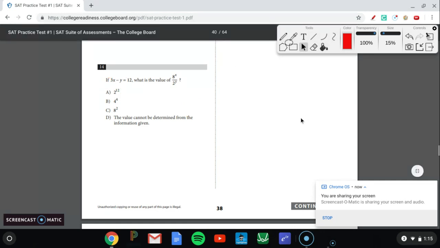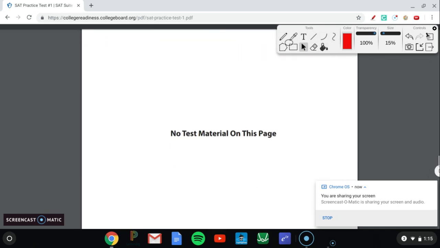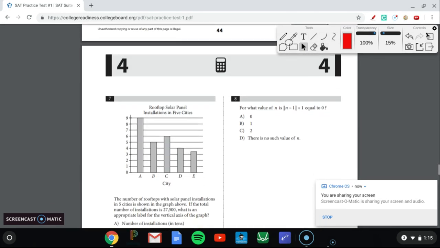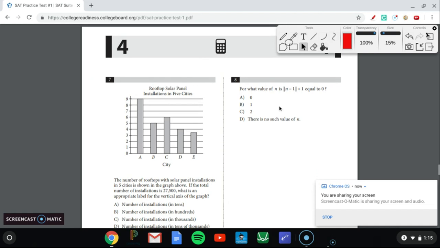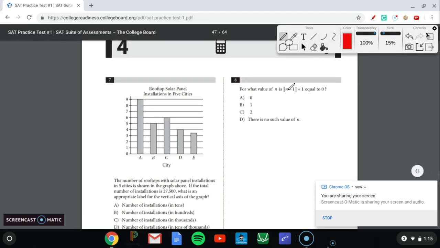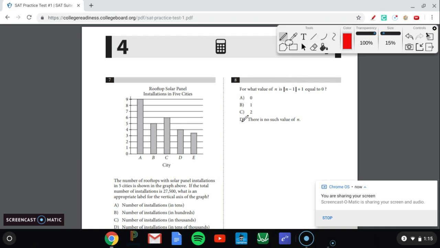Let's go to question 8 in the maths with calculator section. Number 8, for what value of n is the absolute value of n minus 1, plus 1, equal to 0? Well, absolute value, remember, just makes it positive. Let's plug in A, B, C, and D and see. Well, if I plug in 0, I'm going to get 0 minus 1 is negative 1. Absolute value of that is 1. 1 plus 1 is equal to 2, not 0. So 0 does not work.